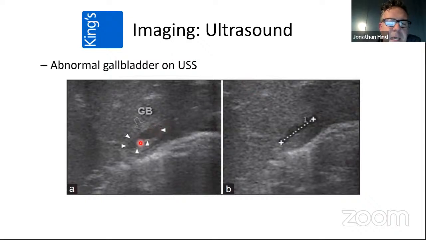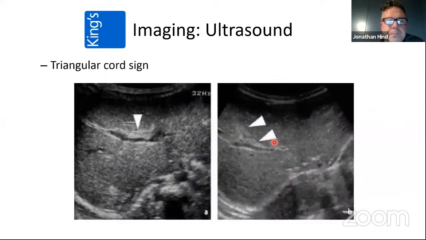So a very thin, abnormally shaped gallbladder there. It should be a nice, big, black space. There's some papers where they've shown correlation with the triangular cord sign, which is this bright hyperechoic area, and that's fibrosis at the porta. That means the fibrosis is already present. I must say, in our own unit, we tried to validate these studies and we couldn't do it, but nevertheless, if you do see this sign, it's very suspicious.